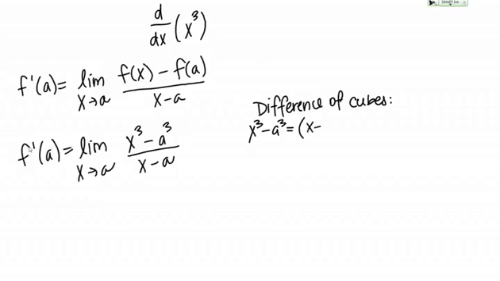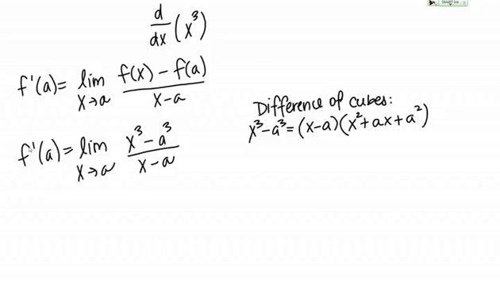Now at this point, it's going to be really helpful to remember a specific factoring formula, and that's called the difference of cubes formula. This formula is going to be helpful for you a lot in the future, so I really recommend trying to memorize it. But this is what the formula looks like. So this is a formula for the difference of cubes, and it goes like this. x cubed minus a cubed equals x minus a times a quantity, x squared plus ax plus a squared.